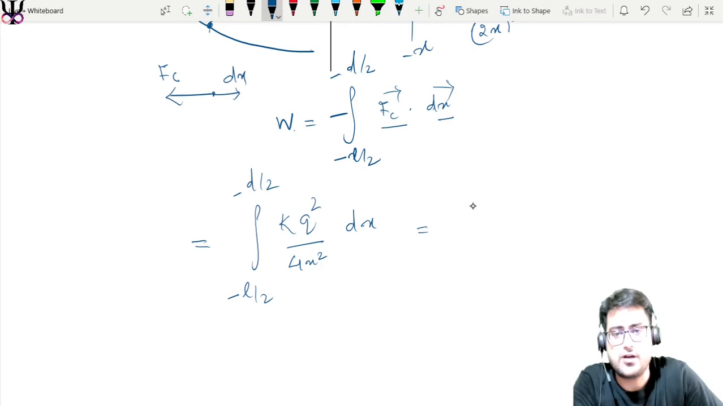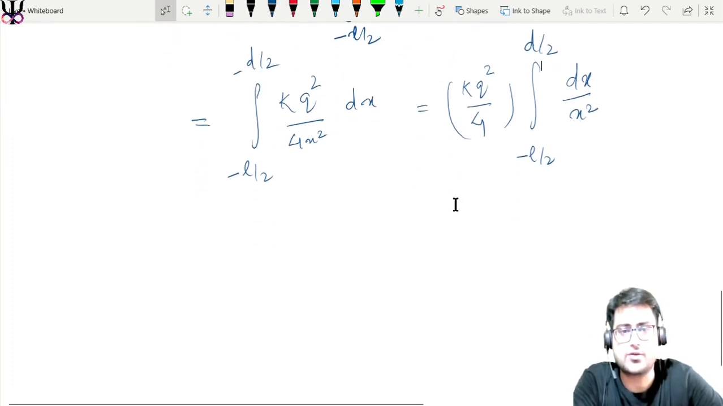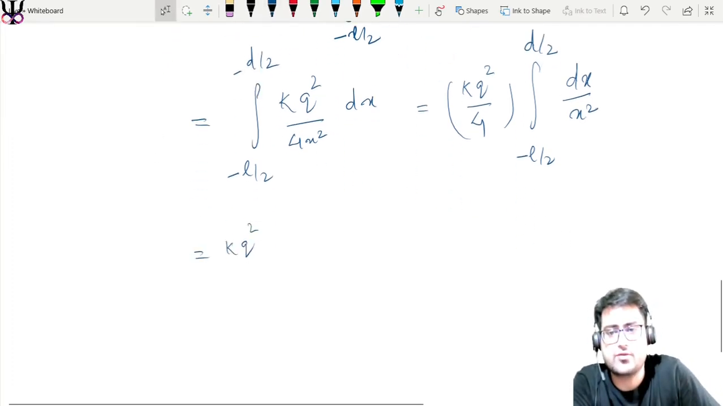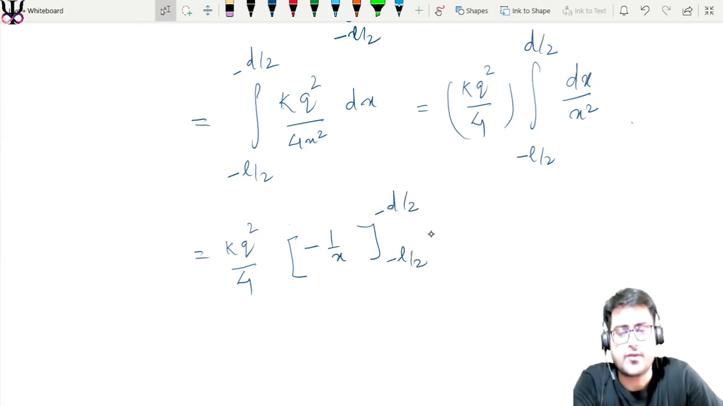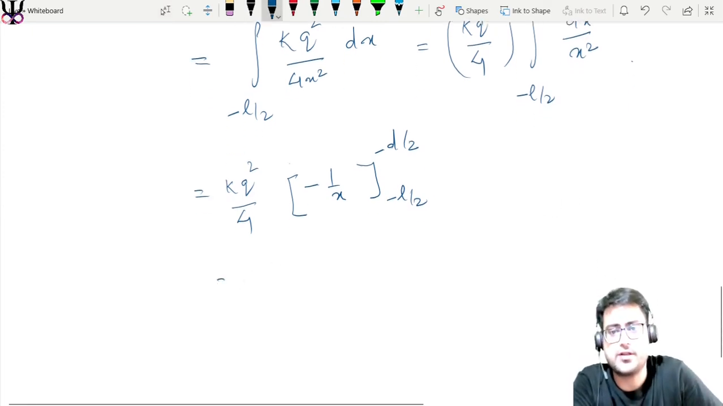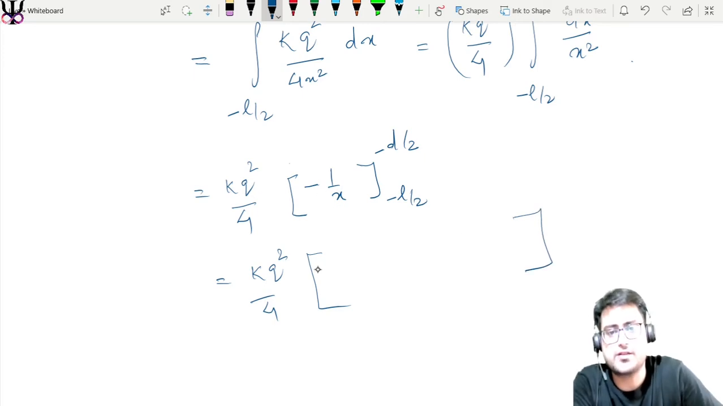So it's going to be what? k q squared by 4, that's the constant part, and the integration of dx upon x squared from minus L by 2 to minus d by 2, correct? The integration of dx by x squared will be minus 1 by x, within the limits of minus L by 2 to minus d by 2. So how do you put these in order? It's going to be k q squared by 4, and then in parentheses, minus 1 by minus d by 2, right?